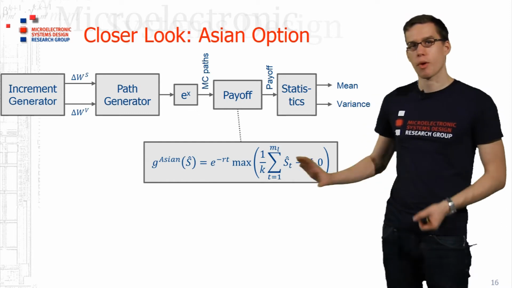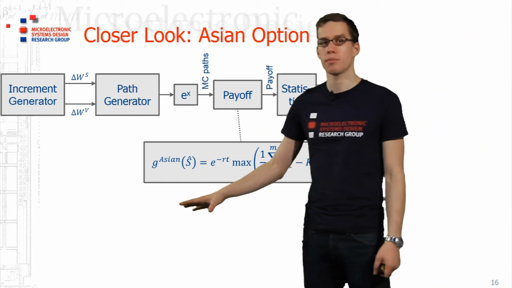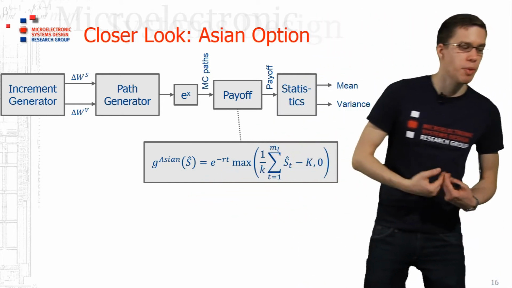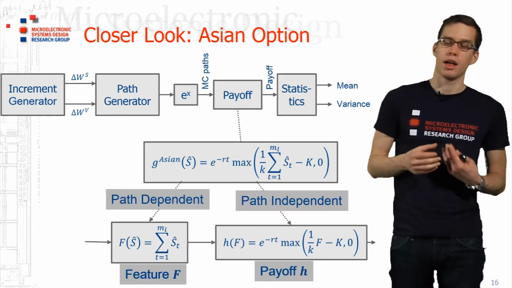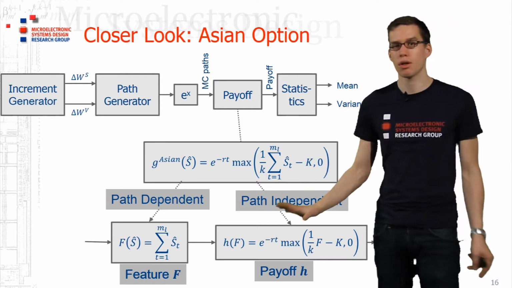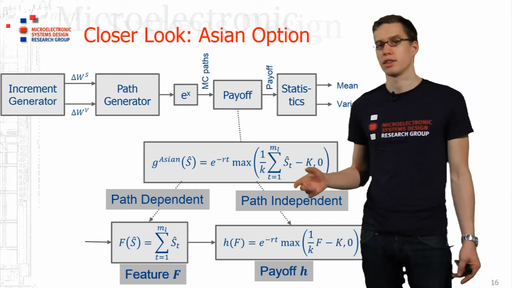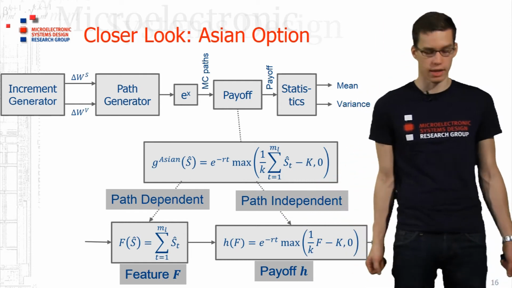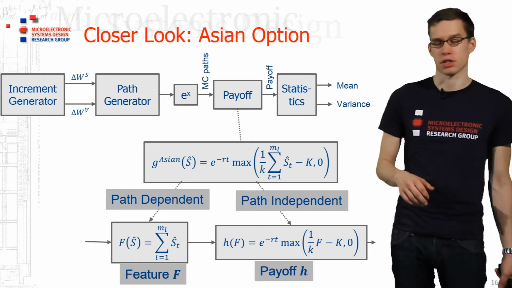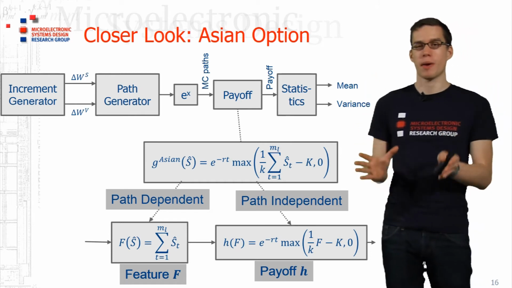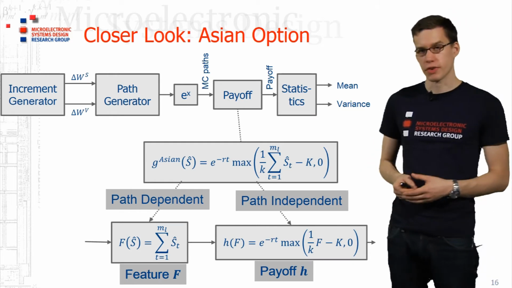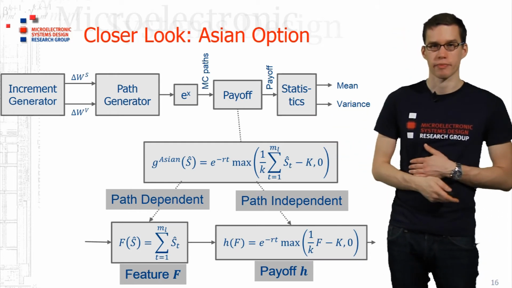So in that equation, we can split it up into a path-dependent part and a path-independent part. The path-dependent parts are parts that depend on the path itself. And in this case, it's only the sum. So only the sum depends on the path. And all the rest, like the maximum, the exponential, the difference, the multiplication with 1 over k, does not depend on the path. It only depends on features of the path. So that's what we do. For each payoff, we can split it up into a path-dependent and a path-independent part. The path-dependent we call features, and the path-independent we call payoffs.